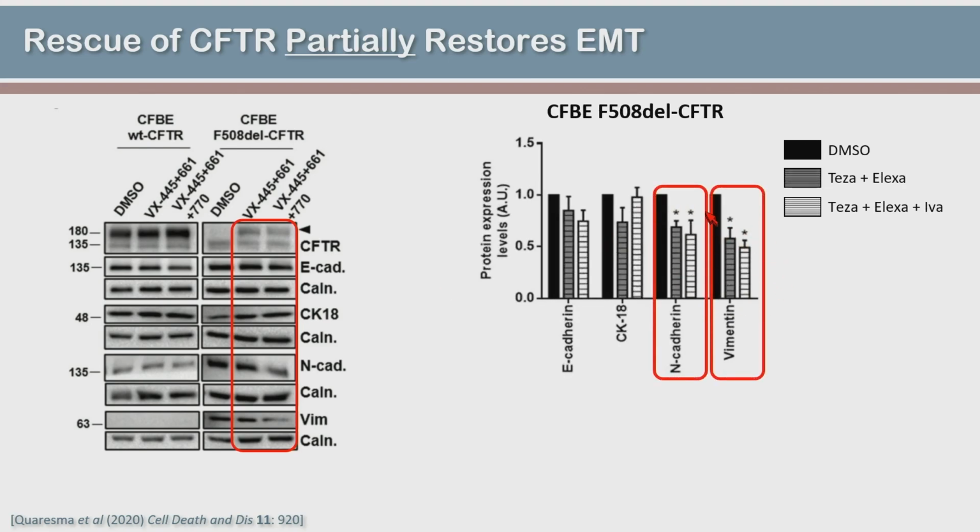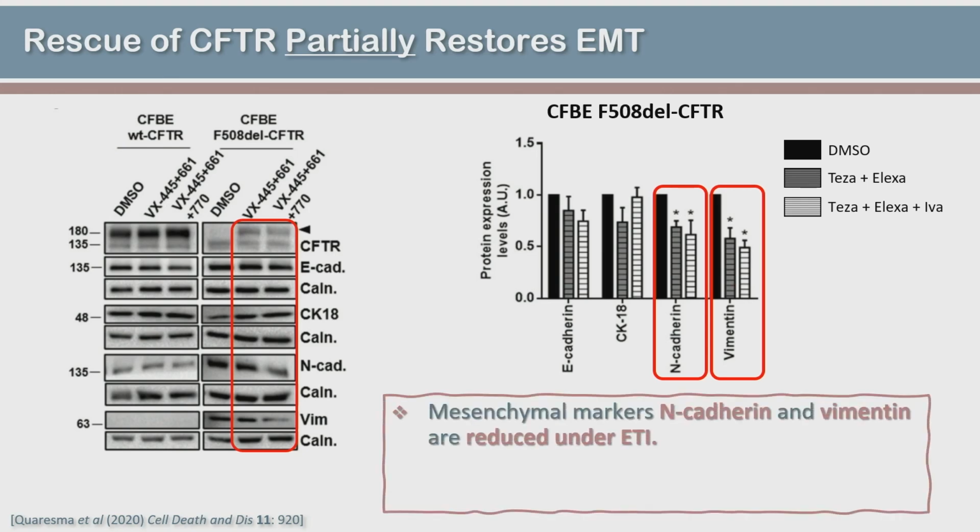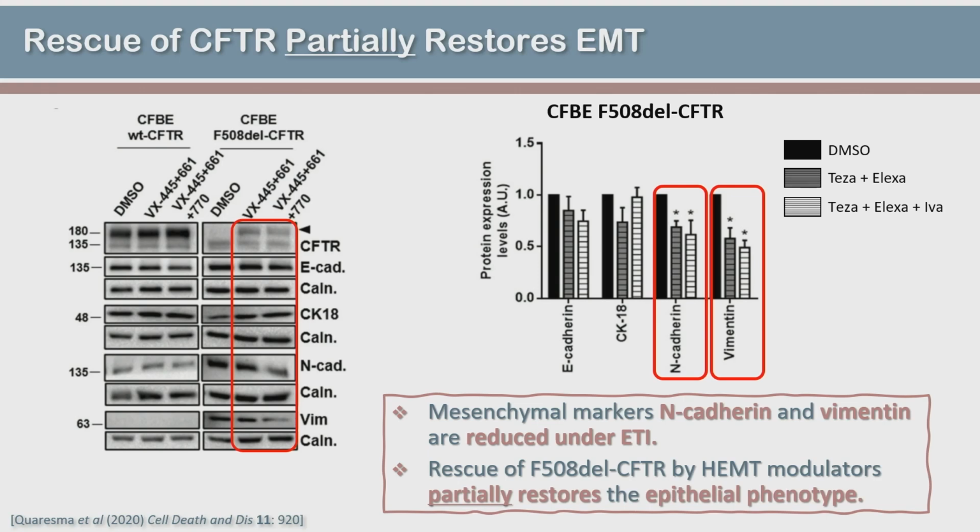What we can see here very clearly is that, versus the black bar, which is the control, in the presence of CFTR modulators, which we know rescue F508del, so ETI, the mesenchymal markers actually go significantly down. They're not yet at the wild type levels, but they are reduced under ETI. So the EMT modulators actually partially restore the epithelial phenotype.